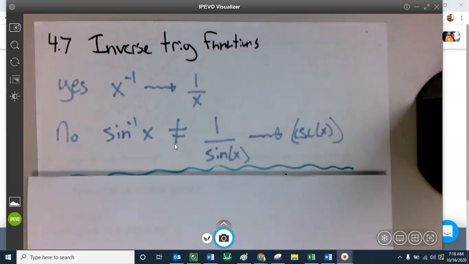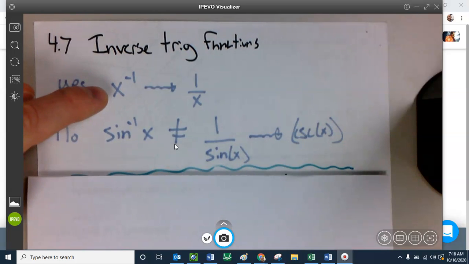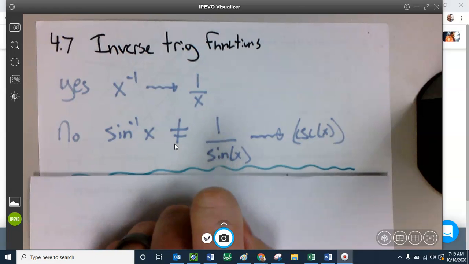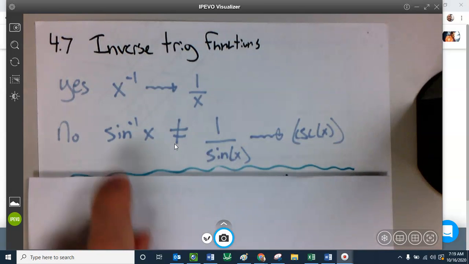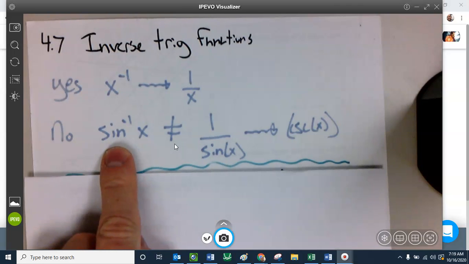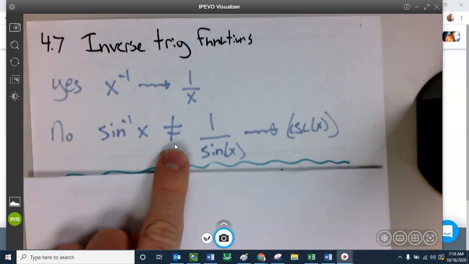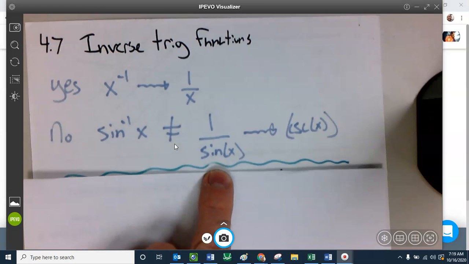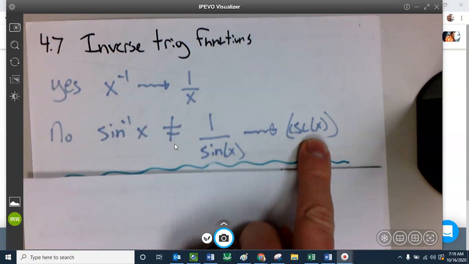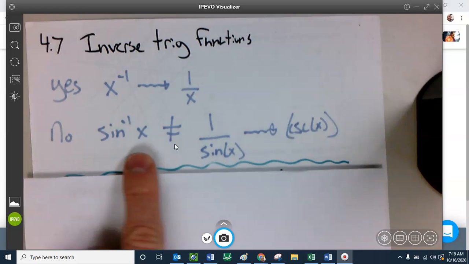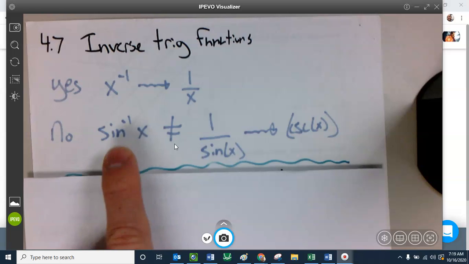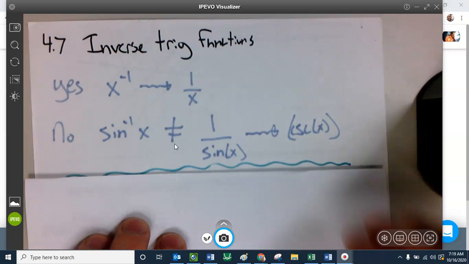Yes, in algebra land, x to the negative first power is 1 over x. That's with exponent rules and things. But no, in trig land, inverse sine of x is not equal to 1 over sine. By the way, 1 over sine is cosecant. It's its own thing, the reciprocal functions. But this is not true. Don't fall for this. Inverse sine is its own thing, and that's what we're going to learn about today.